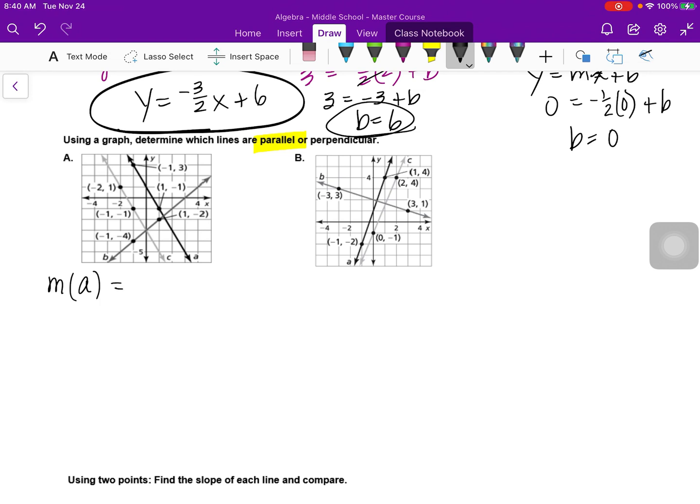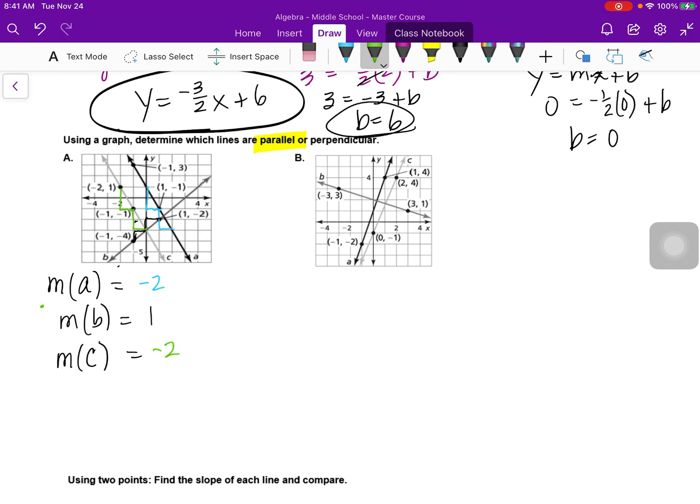So the slope of line A, which is right here, using rise over run, or in this case I'm falling, it looks like it's down 2 over 1. So my slope is negative 2. The slope of line B, that's this line right here, it looks like I'm going up 1 over 1. So my slope is just 1. And the slope of line C is this line right here, the lighter line. And on this one, I'm going down 2 over 1. So the slope of that line is negative 2.